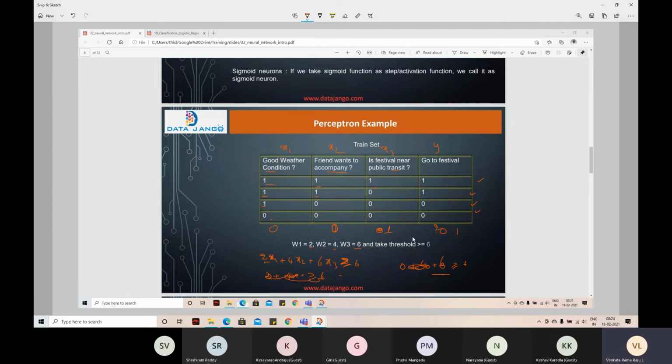So a perceptron takes binary input and produces binary output, and it uses the linear equation and the threshold to make classification decisions. That is a perceptron. Okay. Any questions?